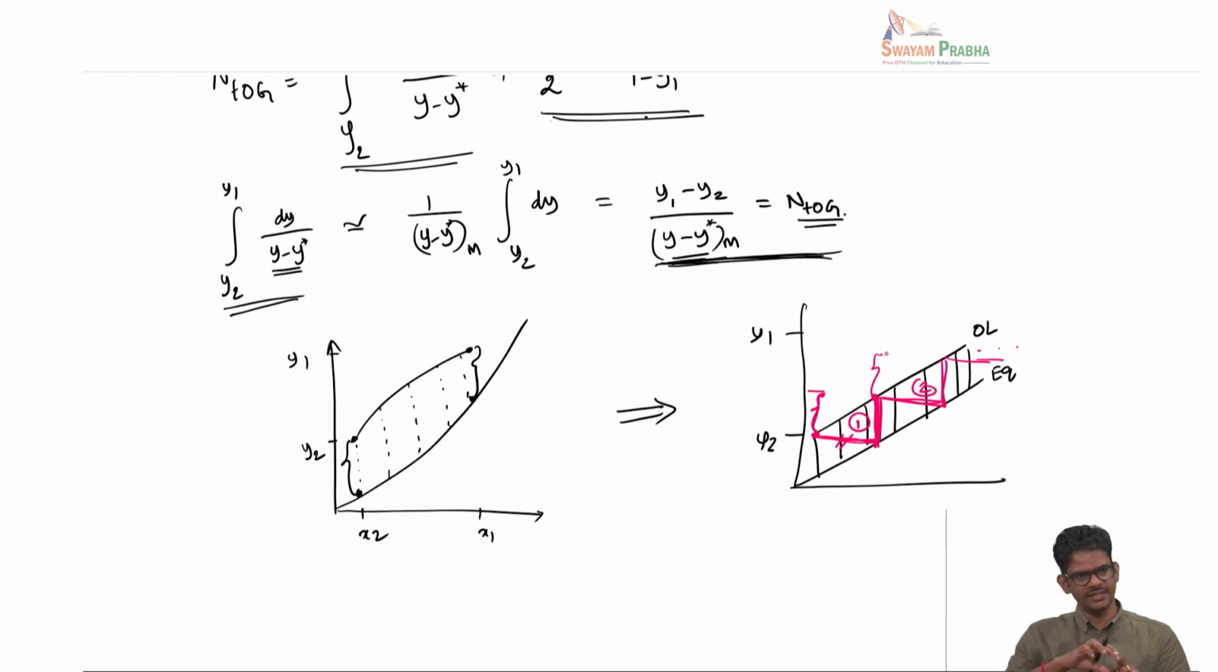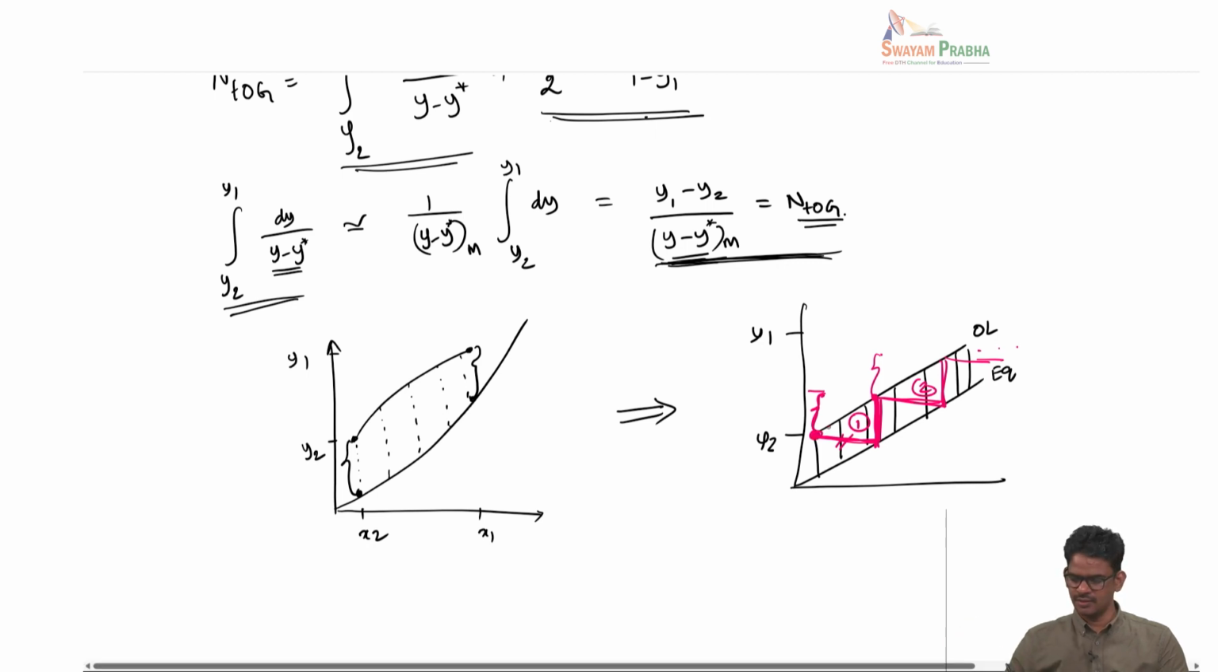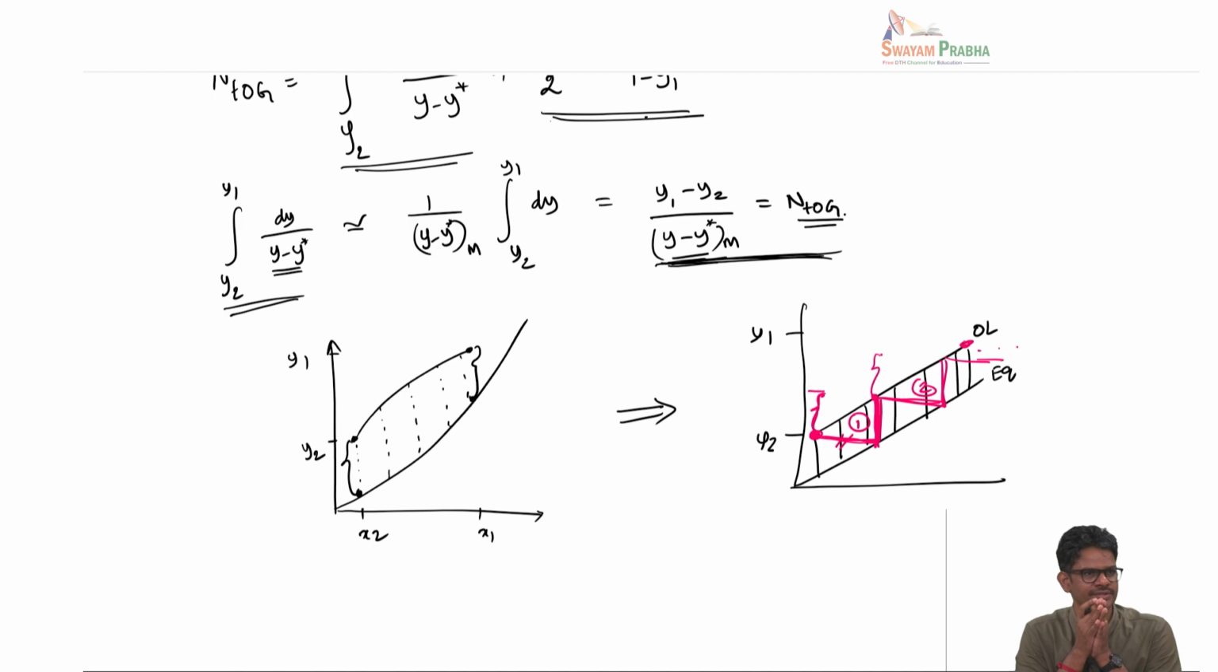So if I look at this operating line and the equilibrium line, and if I consider this kind of steps, I can actually count how many transfer units there are going from one end to the other end of the operating line. Do you follow this? Do you understand what I'm trying to say?